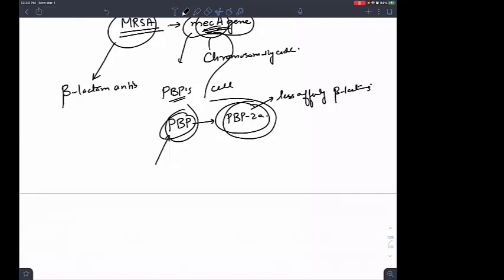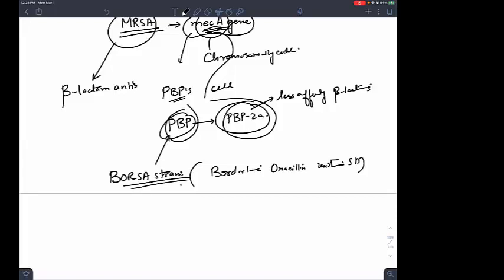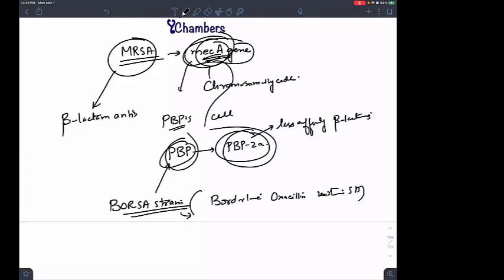There is also one strain in MRSA, the BORSA strain. BORSA stands for borderline oxacillin resistant Staph aureus. But what is special about this BORSA strain? MRSA was produced by mecA. This is non-mecA mediated. It has lower resistance, that means it has low resistance. That's why we say it is borderline.